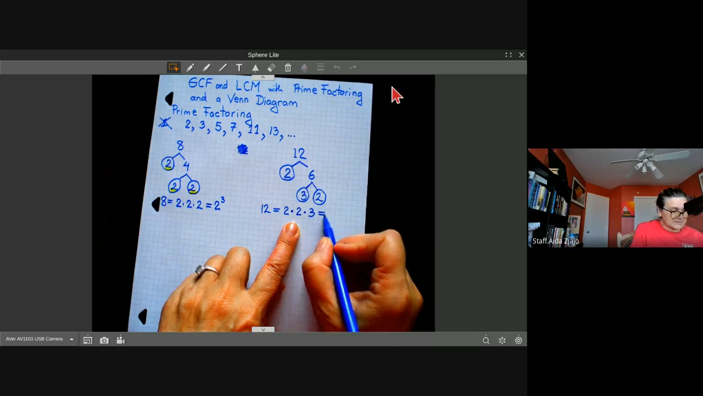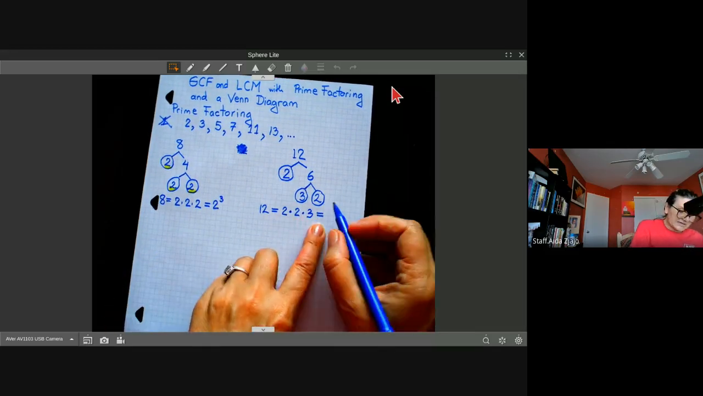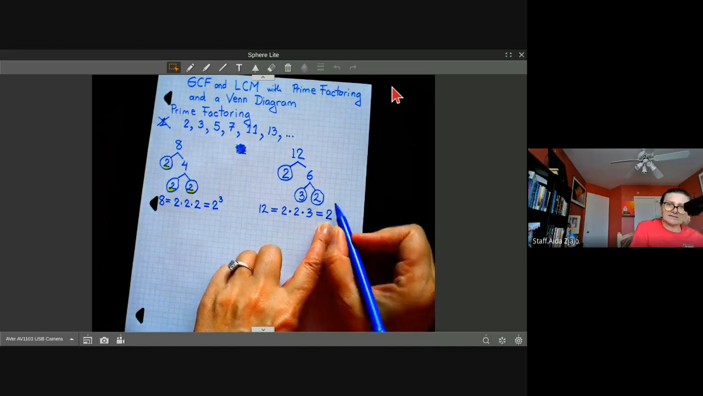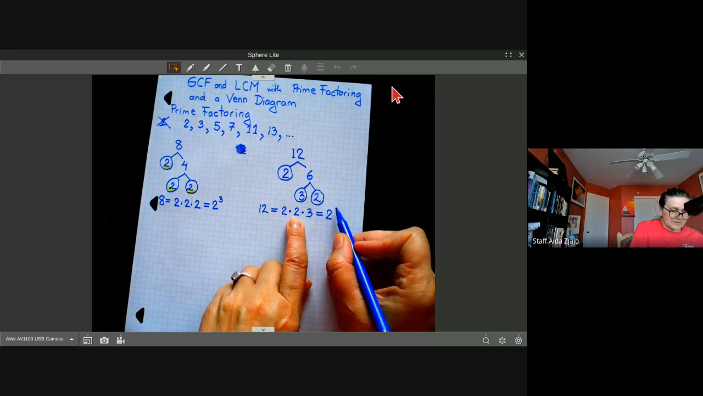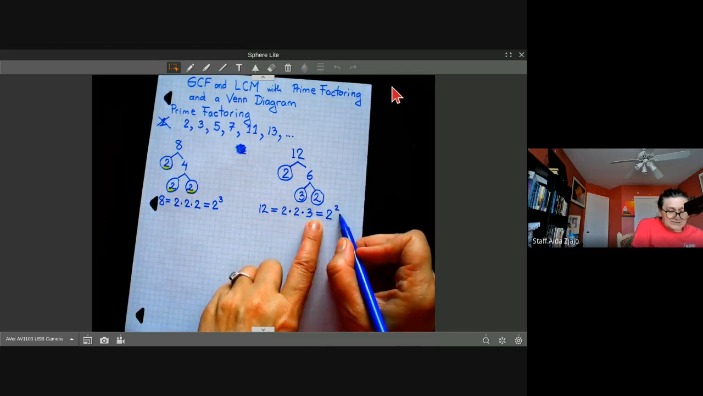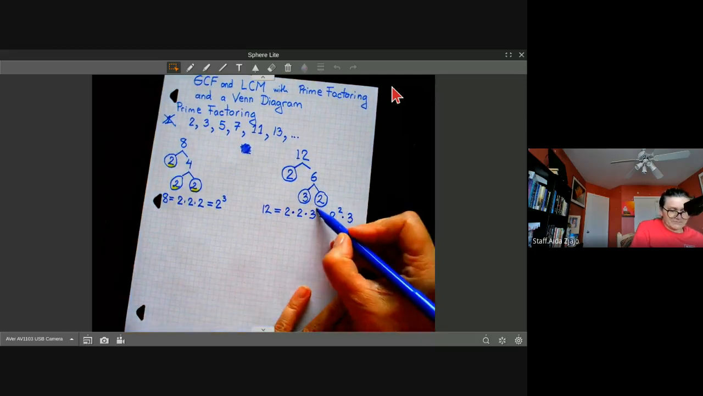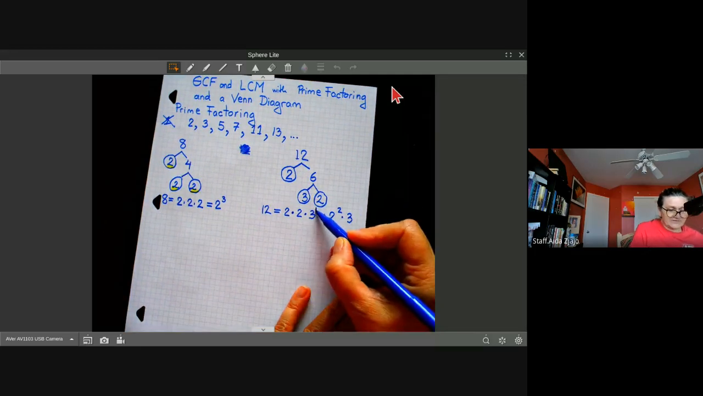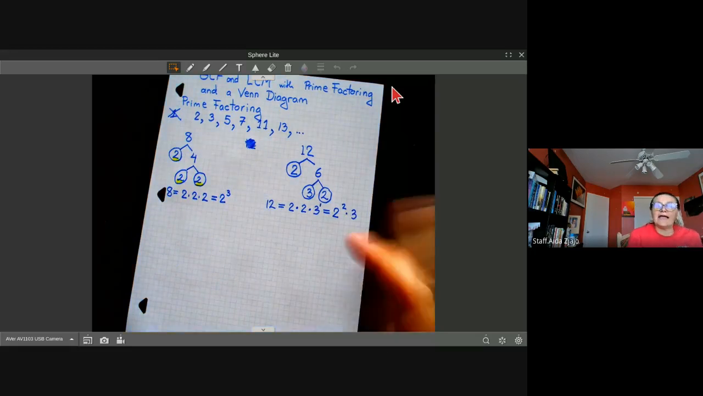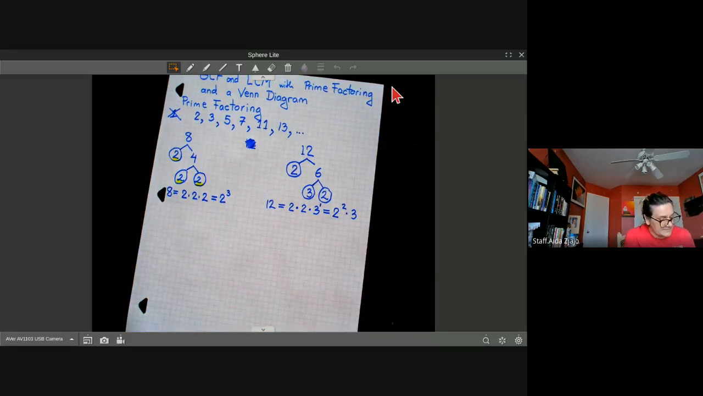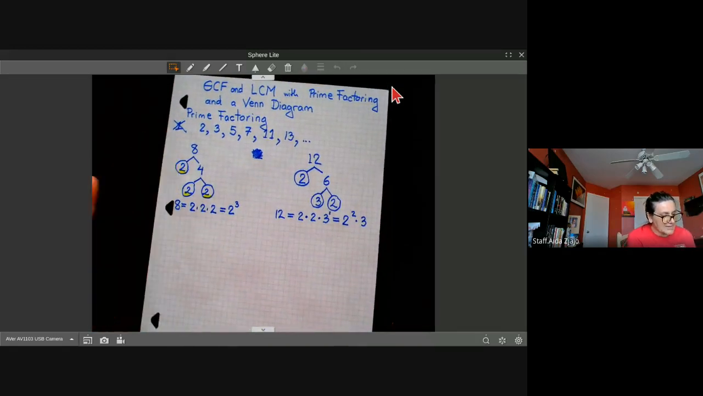So now I can do the exponential form as well. What do I do, Alex? 2 on the power of what? 2 on the power of 2. Bravo. And then 3 is just power of 1. Usually they don't put the 1, but you can think that if there is no power, it's power of 1.